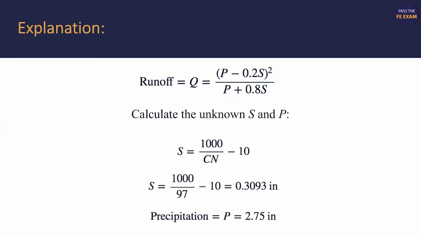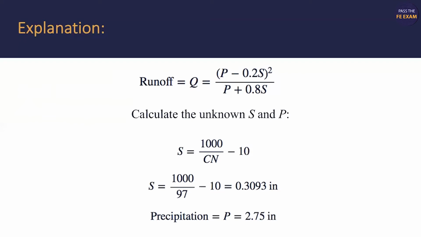So we're going to utilize this equation, but in order to do so, we're going to have to calculate these unknowns, S and P. And you can see the equation below for S, which is 1,000 over that curve number that was provided to us as 97. So you're going to plug that in. You're going to get that S is equal to 0.3093 inches. And then we know the precipitation, which was given in the problem, as 2.75 inches.